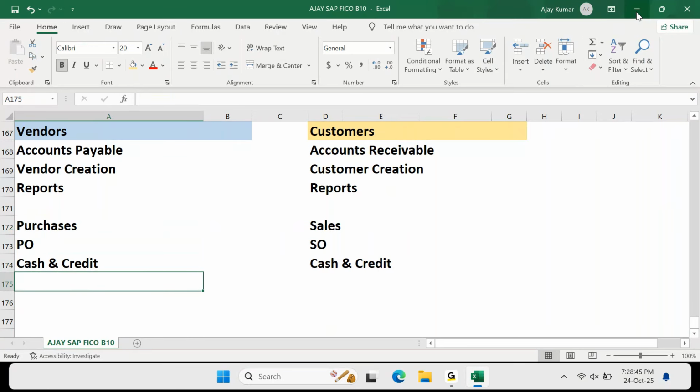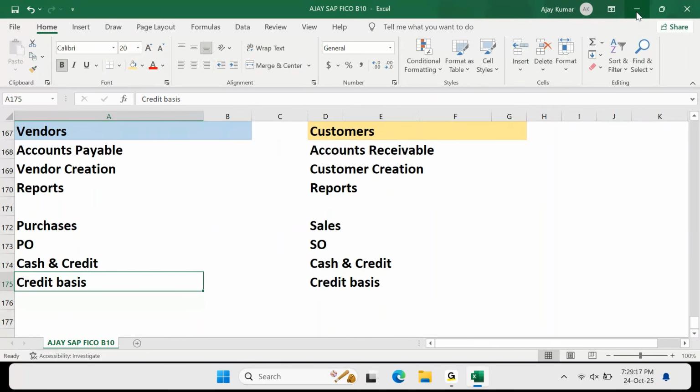Now, majoritarily in a company, are your purchases on a cash or credit basis? In any company, most of the purchases are on a credit basis. Similarly, sales are also on a credit basis, right?